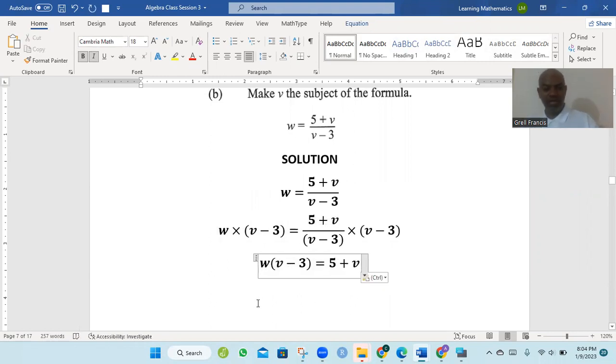And here it is. Please write this down. Now we have, you see right where the V minus 3 is now. It came out from below on the right side, and it goes on top on the left side. So here it is, W times V minus 3. On the right side, it is dividing, sorry. But on the left side, it is multiplying. It's doing the opposite operation. And what we are left with on the right side is 5 plus V. So write this down.